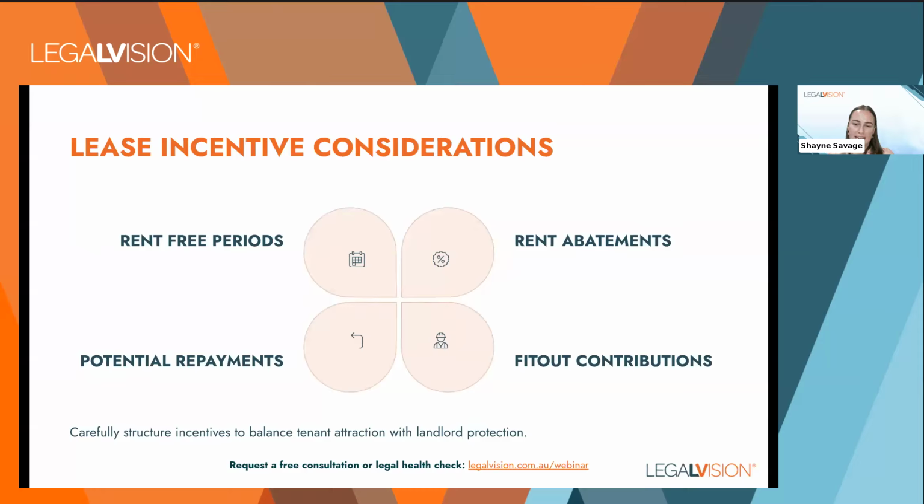Just so that the tenant has some time to fit out its shop and get ready to trade, whether that's stocking the shelves and whatnot, but it gives them some comfort that they are not having to pay that rent just yet as soon as the lease commences. With rent-free periods, generally those amounts are applied directly to the tenant's rental ledger, so there's not specific cash going between the parties.